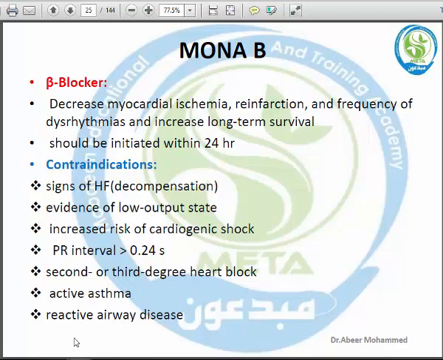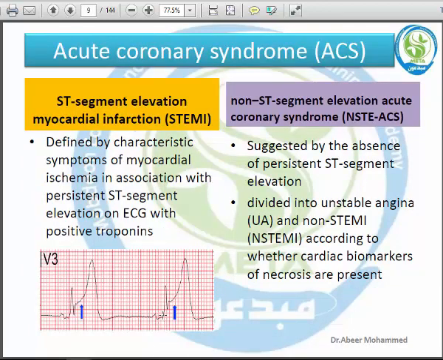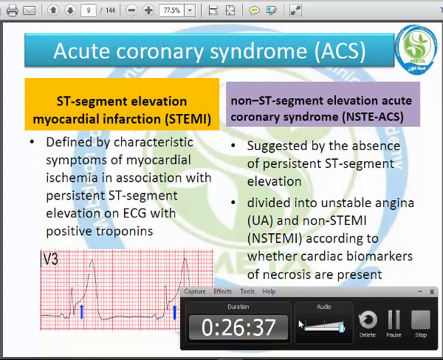The PR interval we can see here. This is the PR interval, the distance from the P wave to the R wave. It is more than 0.24 seconds.